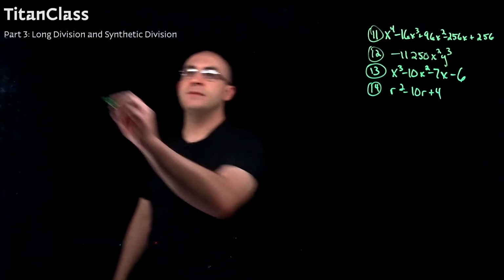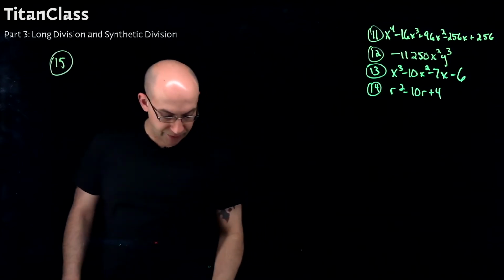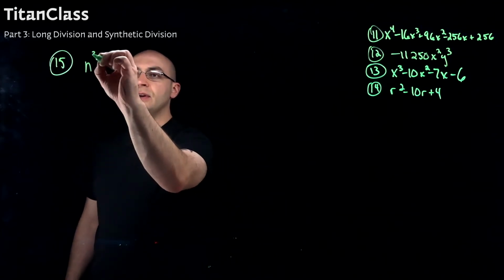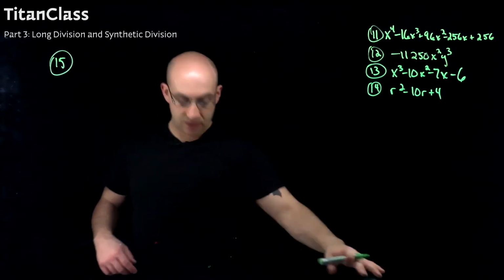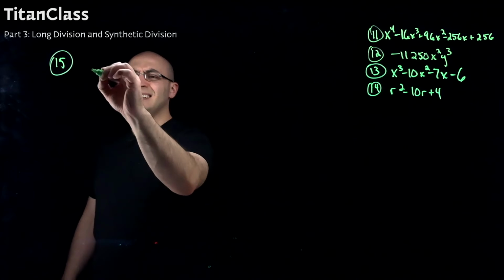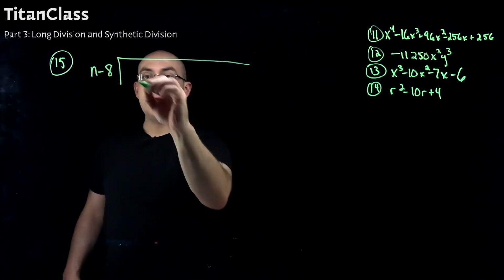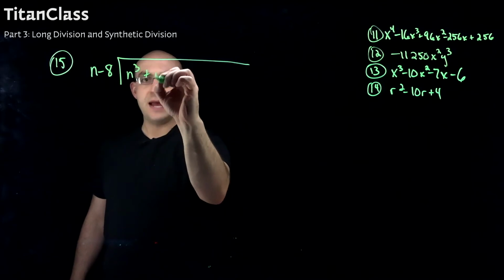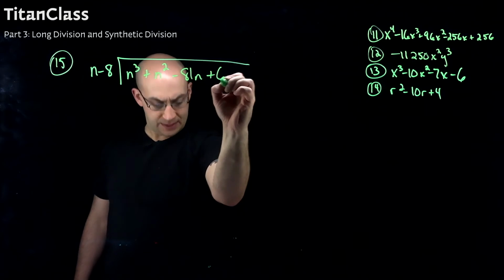Okay, number 15. I'll do one with a third, so let's do n to the third. I don't want to waste time with that, I'll just put it into the divisor. n minus 8 divides into n to the third plus n squared minus 81n plus 62.